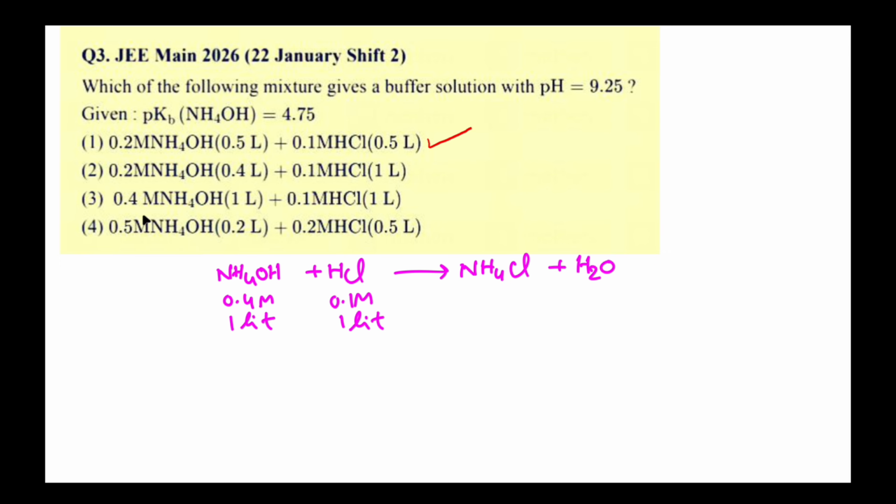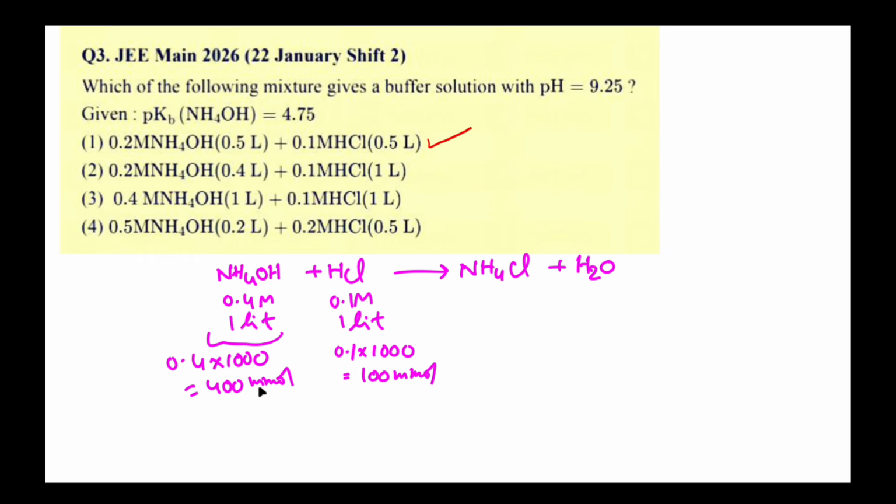In the third option, 0.4 molarity of NH4OH with 1 liter is treated with 0.1 molarity of HCl and 1 liter of HCl. Convert into millimoles, that is 0.4 into 1000 ml, that is 400 millimoles.